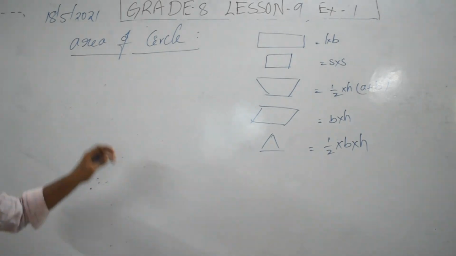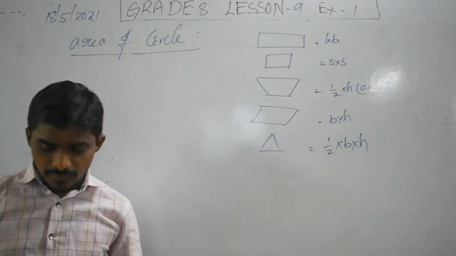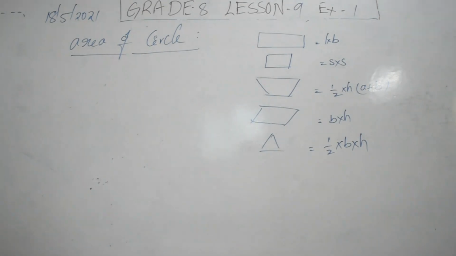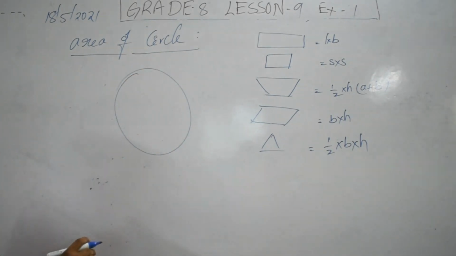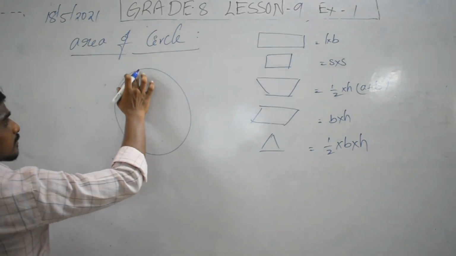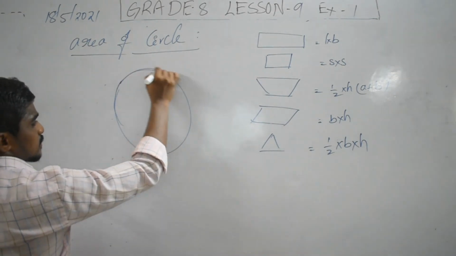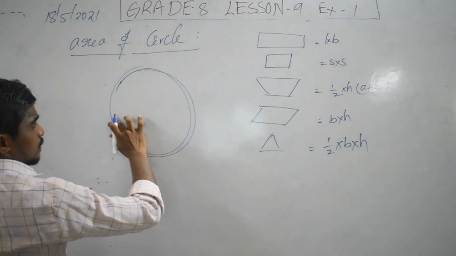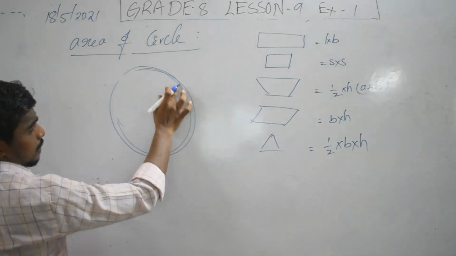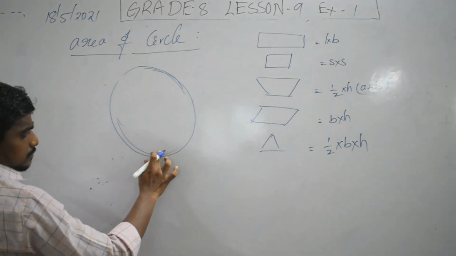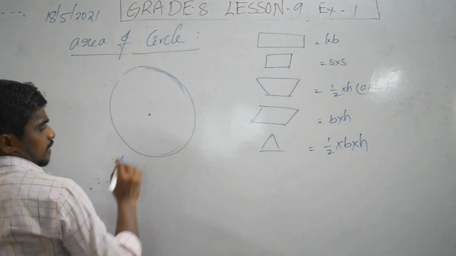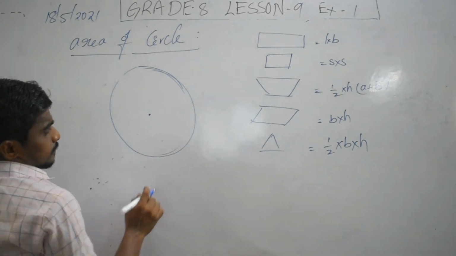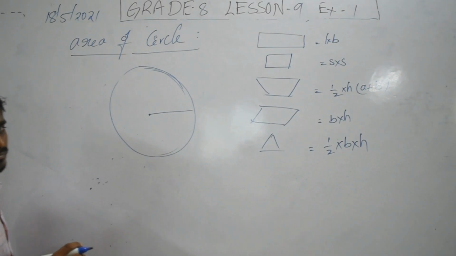Now today, area of this circle. How do we find the area of this circle? Here see. This is a circle. This is a center. This is a radius.